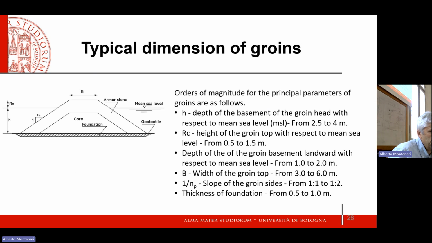Now, typical dimensions. The depth H of the basement of the groin head with respect to mean sea level usually is from 2.5 to 4 meters. These are, of course, orders of magnitude. They are not fixed dimensions. RC is the height of the groin top with respect to the mean sea level, from 0.5 to 1.5 meters. Okay. The depth of the groin basement landward with respect to mean sea level is about from 1 to 2 meters.